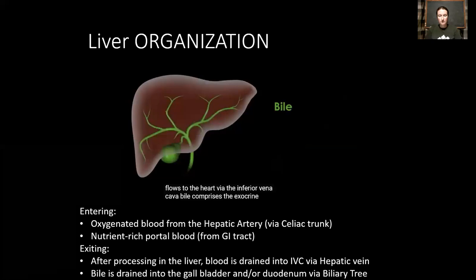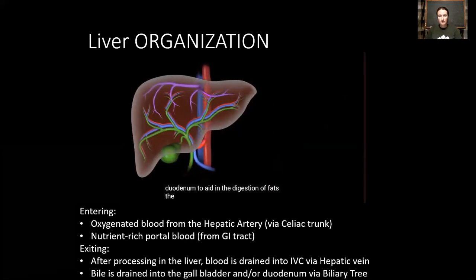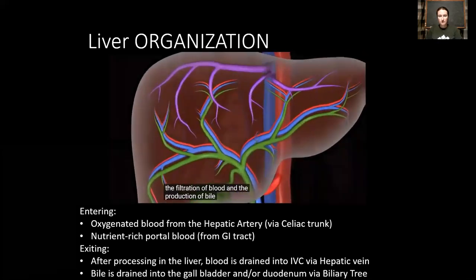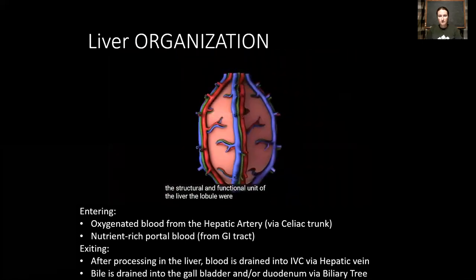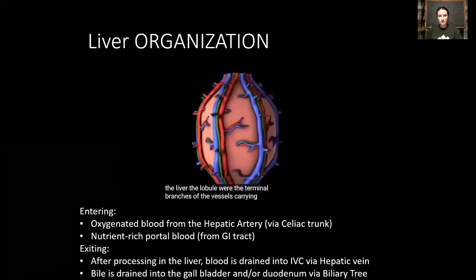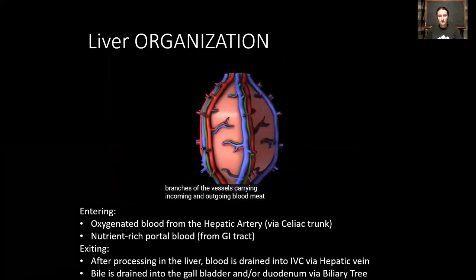Bile comprises the exocrine secretory product of the liver. It is stored in the gallbladder. During digestion, bile is released from the gallbladder through the cystic duct and to the duodenum to aid in the digestion of fats. The filtration of blood and the production of bile takes place within the structural and functional unit of the liver, the lobule, where the terminal branches of the vessels carrying incoming and outgoing blood meet.